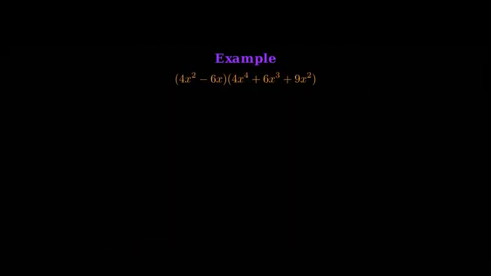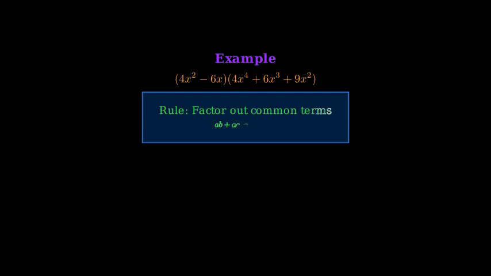We need to multiply and simplify the expression 4x squared minus 6x times the expression 4x to the 4th power plus 6x cubed plus 9x squared. Looking at the first expression, 4x squared minus 6x, we can factor out a common term of 2x, which gives us 2x times 2x minus 3.